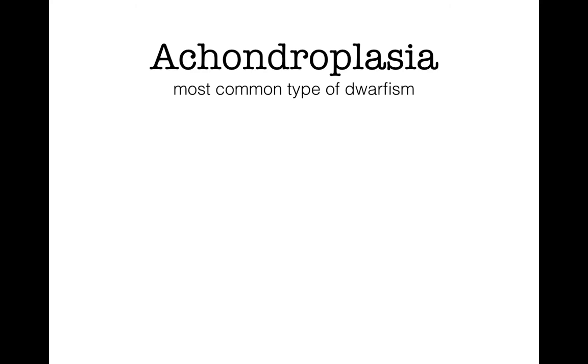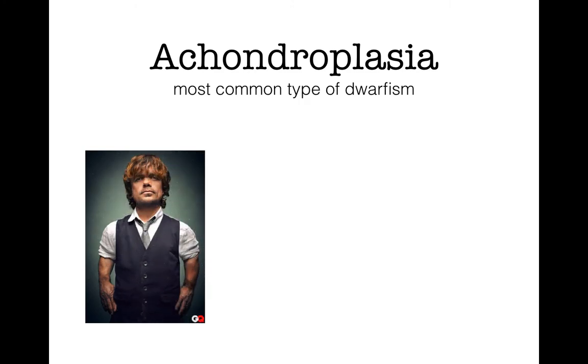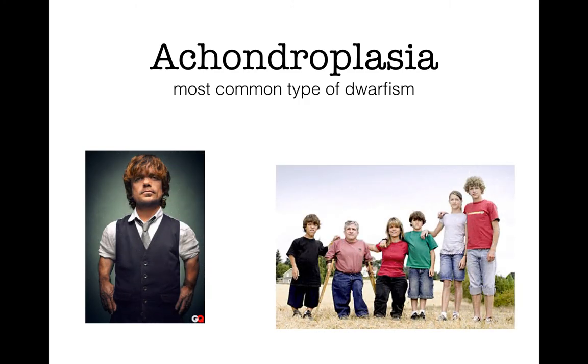Achondroplasia is another type of autosomal dominant disease. It's the most common type of dwarfism. A normal non-carrier of achondroplasia would have two recessive alleles. There are no carriers for achondroplasia, and a person with achondroplasia would have a dominant and a recessive allele.